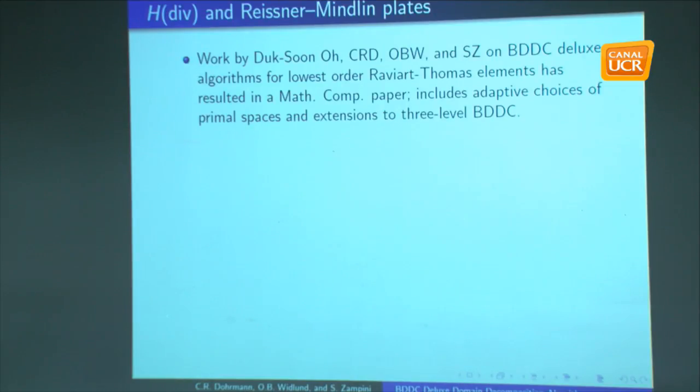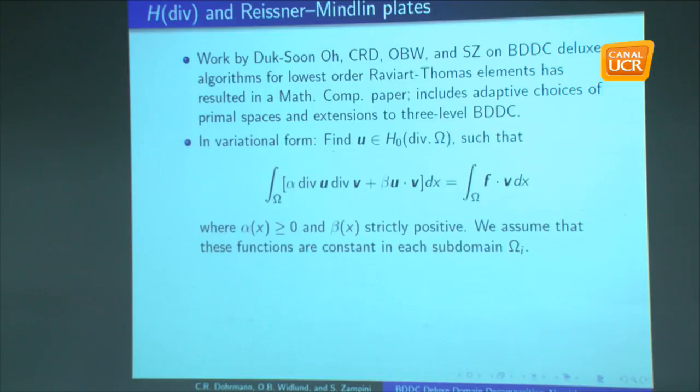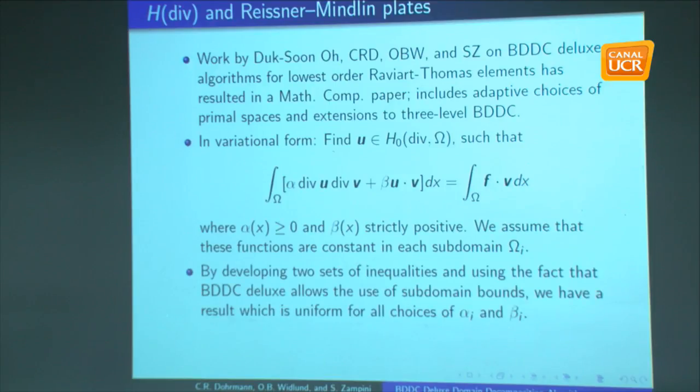So HDiv, I already cited the work by O, Dorman, myself, and Sampini. Here is the original problem, a positive definite symmetric problem. And we got bounds which are completely independent of the choice of alpha i and beta j.